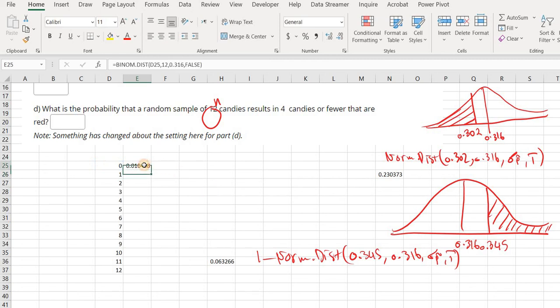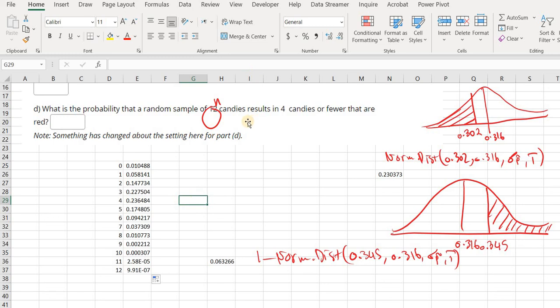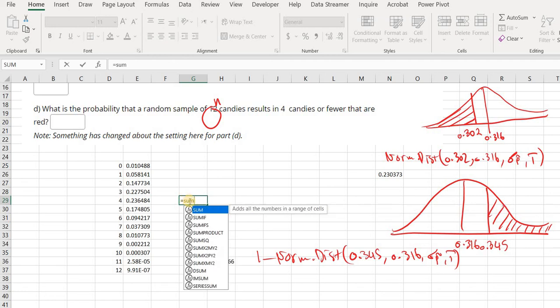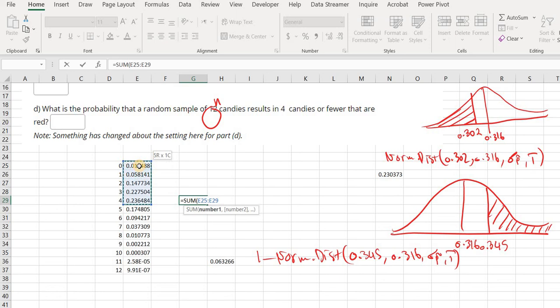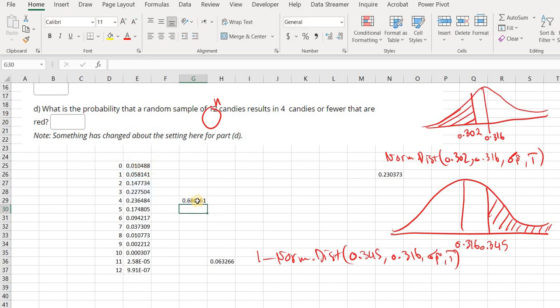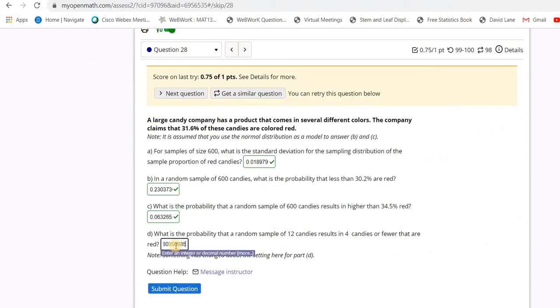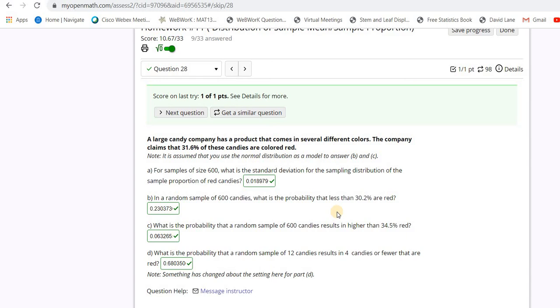So it turns from a continuous distribution to a discrete distribution. And the question says, what is the probability that a random sample of 12 candies results in 4 candies or fewer? 4 or fewer means we're going to add up all of the probabilities of 4, 3, 2, 1, 0 together, and that will give me this number. Now I'm going to use this number and paste it right here, and it's the right answer.